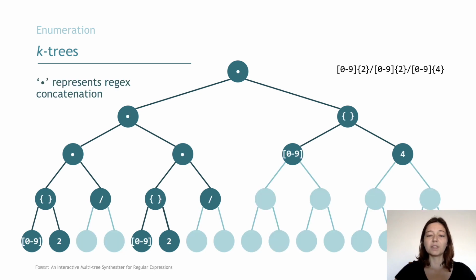This assignment represents the date validation regex I showed you before. We can see that this is not a very efficient representation for this regular expression. More than half the nodes remain empty. These empty nodes are not being used to represent our regular expression, but they are adding complexity to our enumeration process.